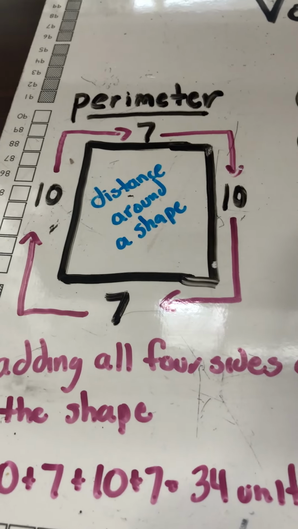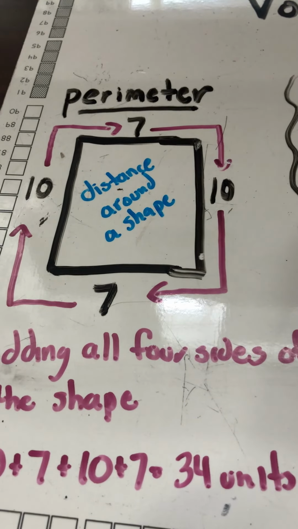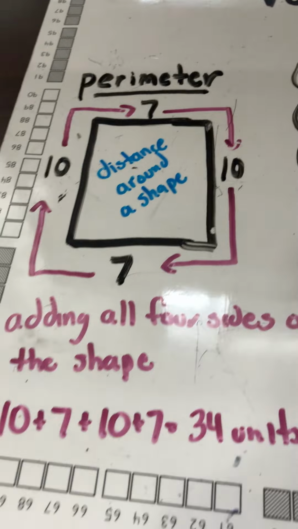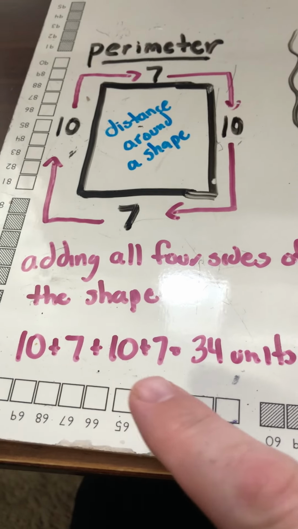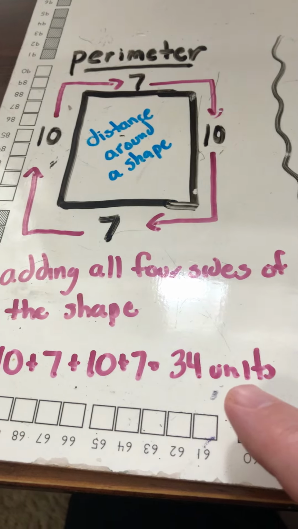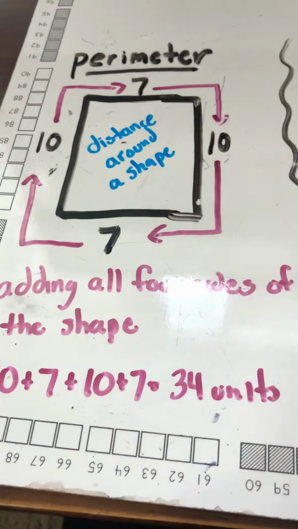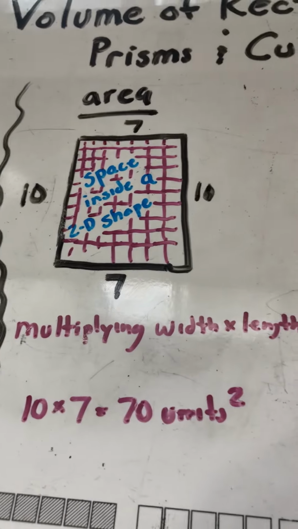So you're taking the four sides of a rectangle or a square, you're adding them together, and in this case, you would have 10 plus 7 plus 10 plus 7, which would give you 34 units around the outside of this shape. We also should know area.